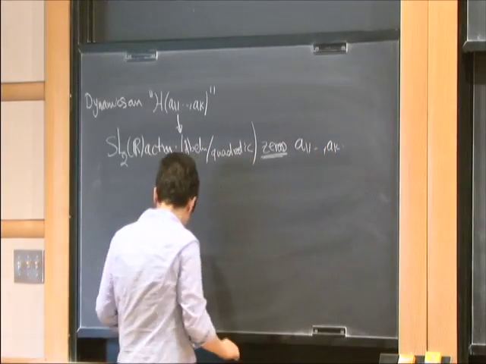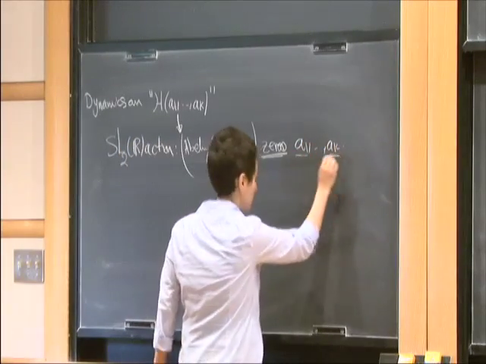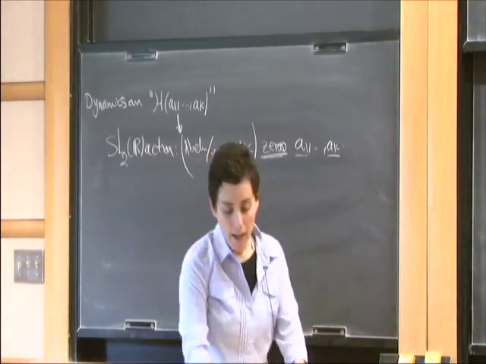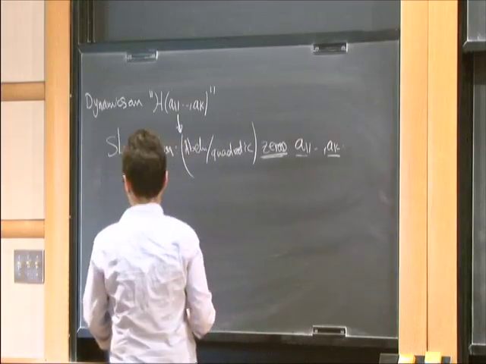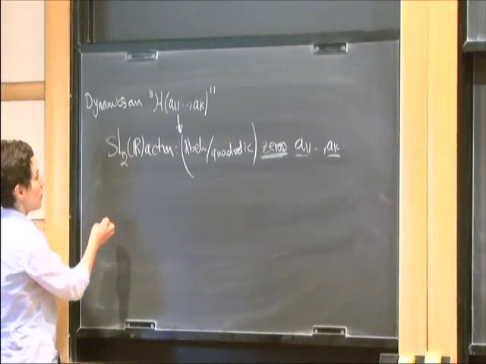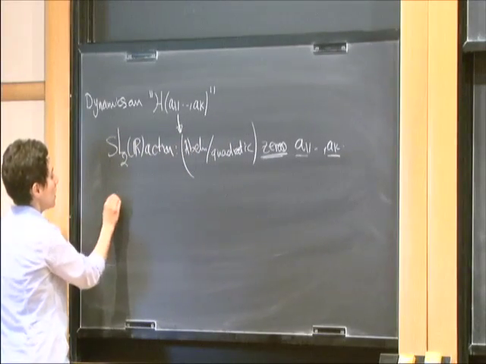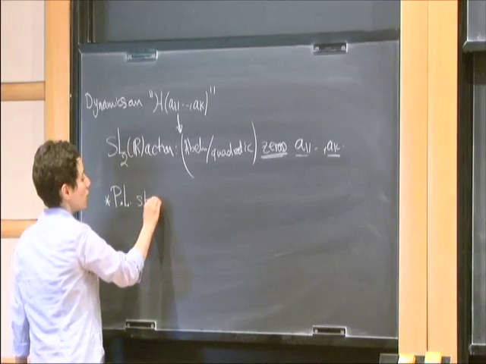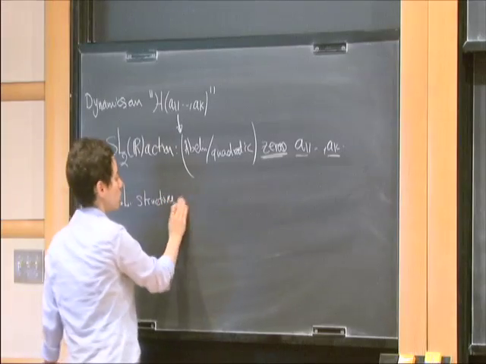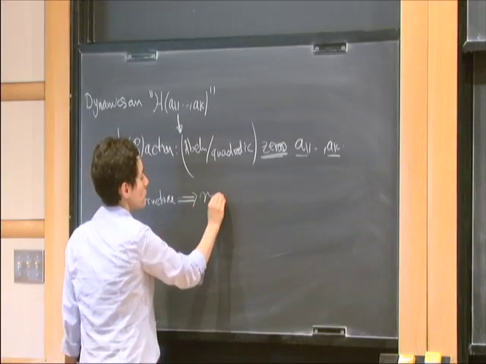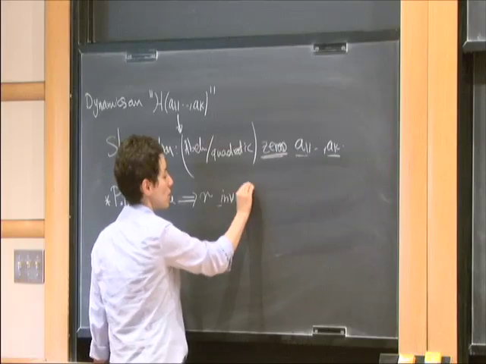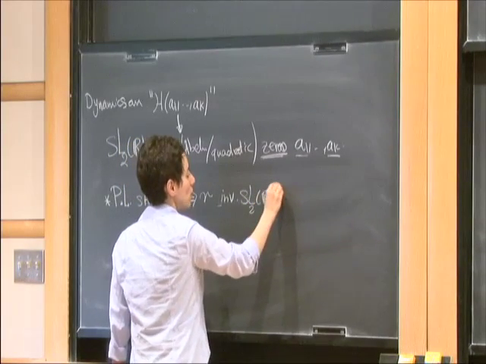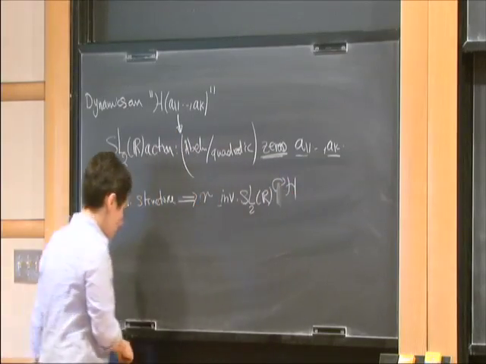And it doesn't matter. All that matters is that you are fixing the singularity type. What I mentioned at the end of the previous lecture was that there is a nice structure on this space, which is a piecewise linear structure. And therefore it implies a volume form, which is invariant under the action of SL2(R) on this space.